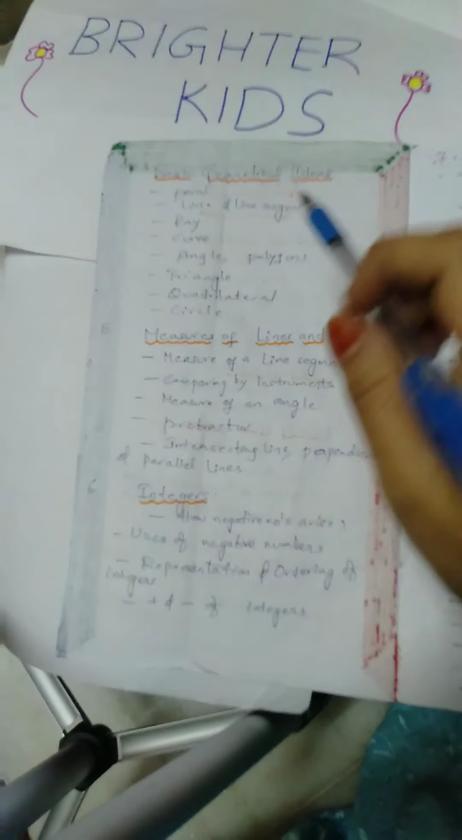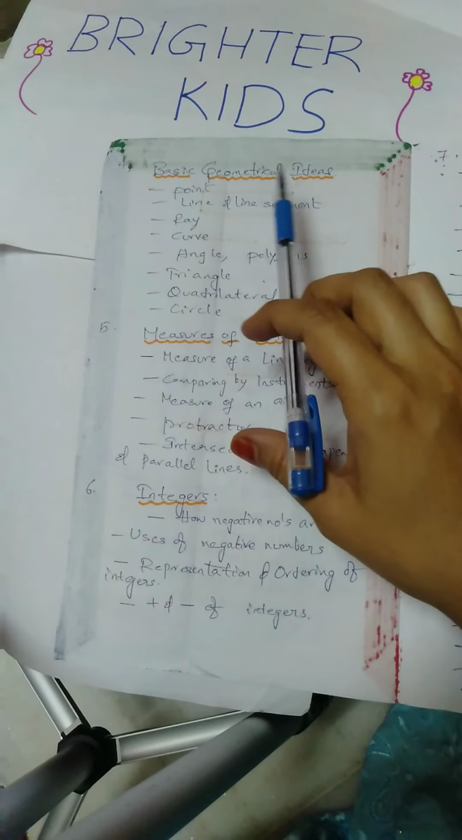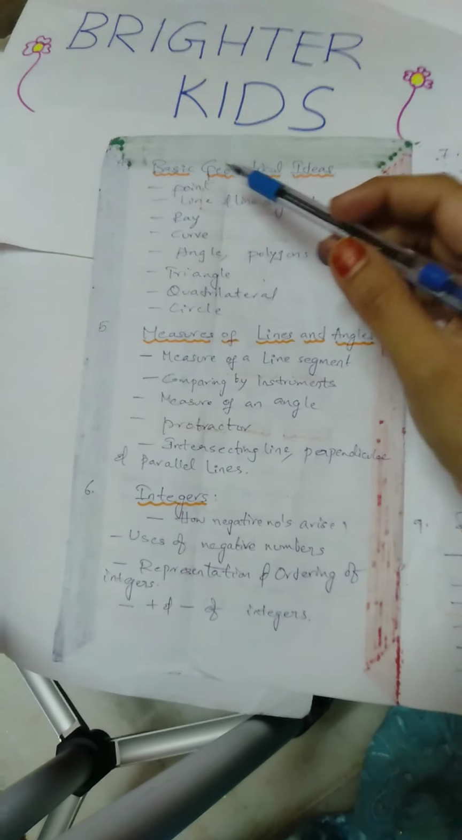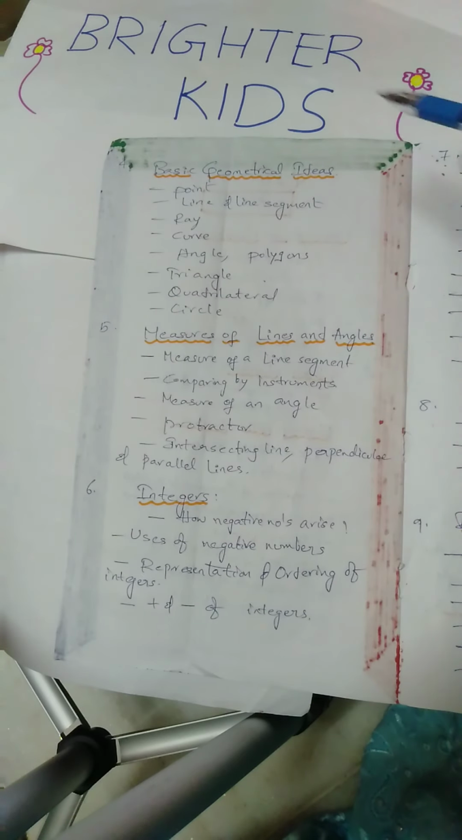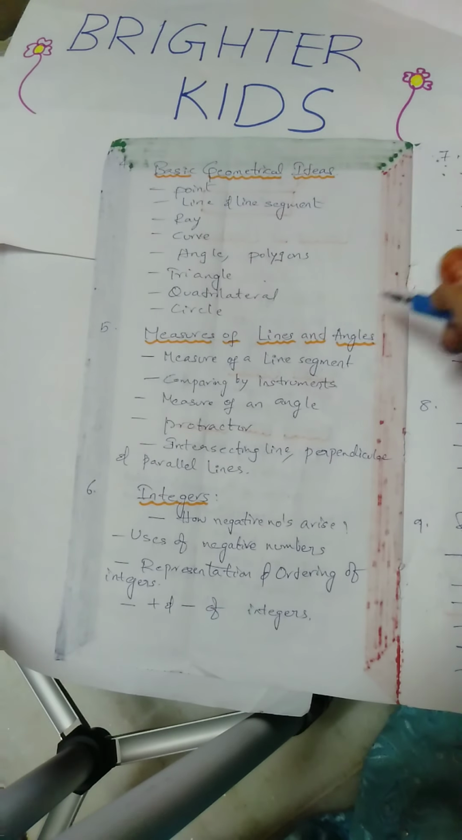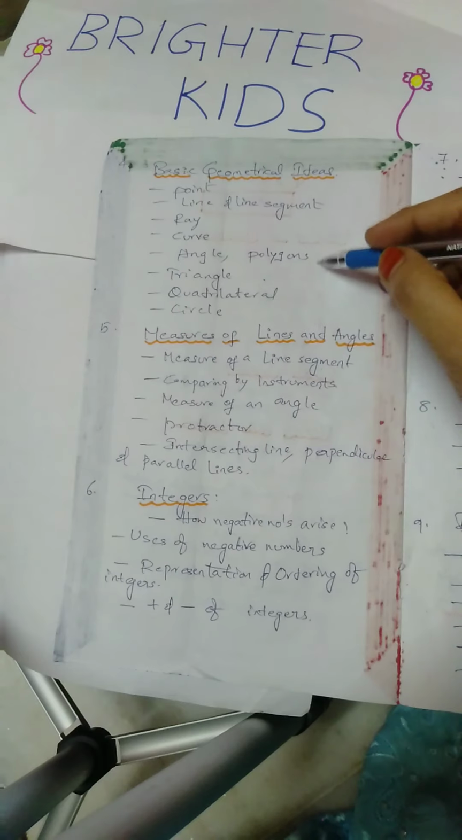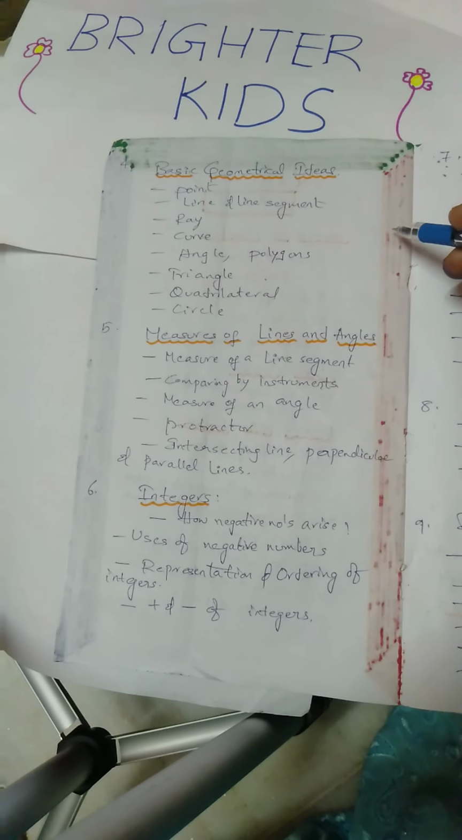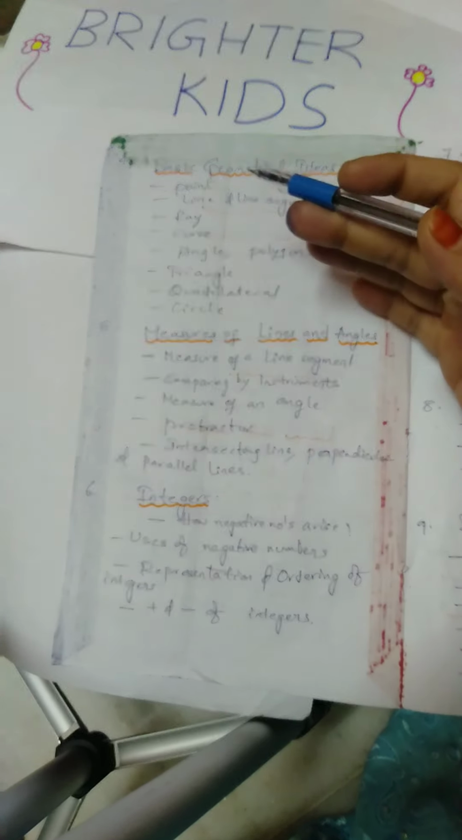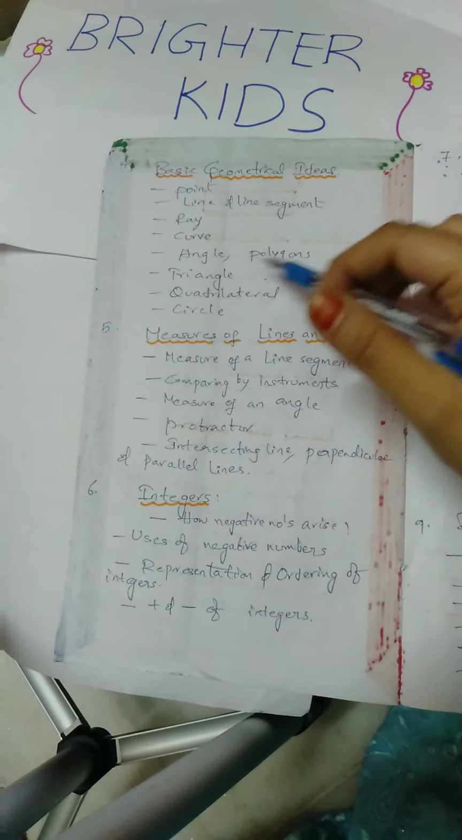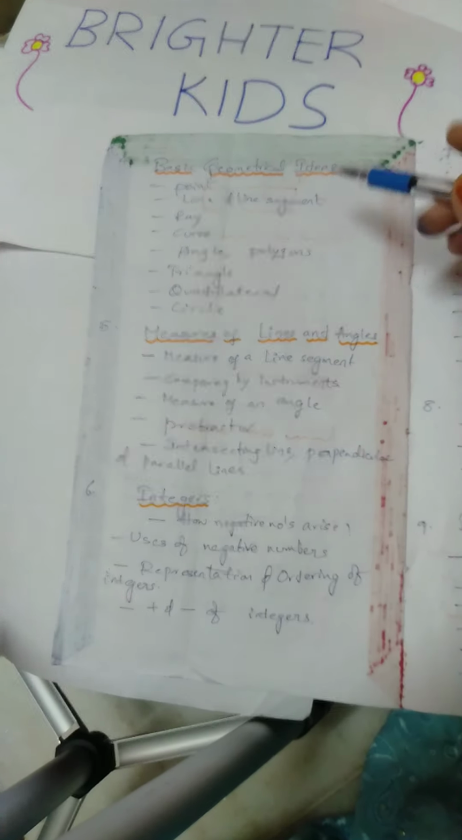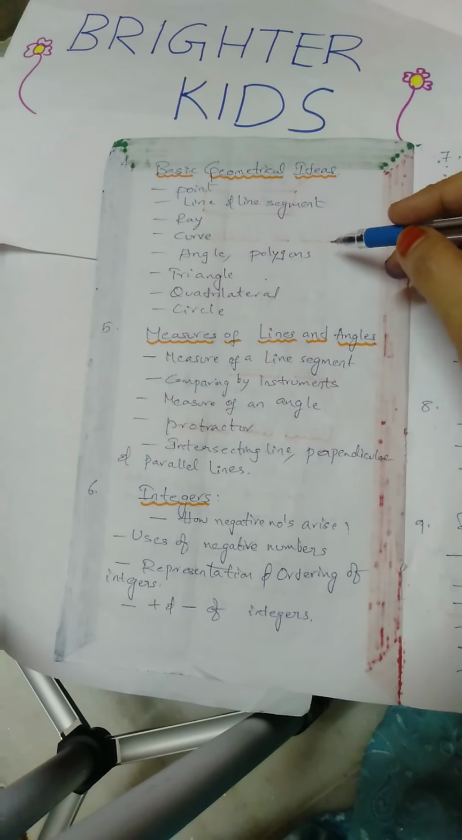Okay, now going to our fourth chapter. Our fourth chapter is basic geometrical ideas. In this geometrical ideas, the first unit is point. We have to know about the point and line segments, rays, curves, angles, polygons, triangles, quadrilaterals, circle, all these geometrical ideas we will get in this chapter.